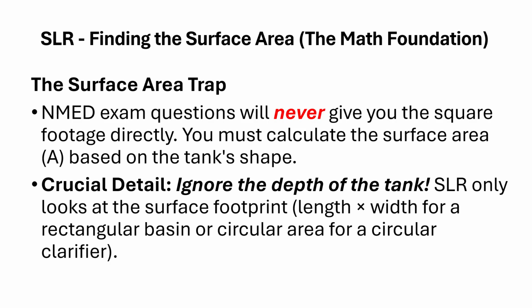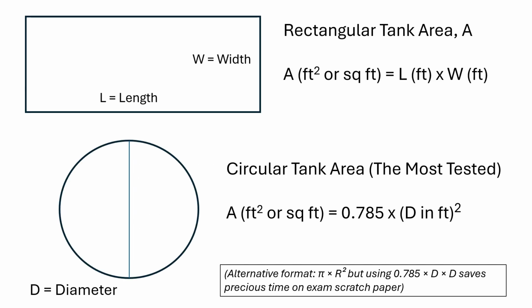Or we're going to actually look at an easier way to deal with things, because you're never going to be given the size of a clarifier by its radius. You're going to be given the diameter of the clarifier. So you don't want to deal with the radius. You just want to plug and chug. And for the rectangular surface area, it's length times width, length in feet, width in feet. That'll give you area in square feet.